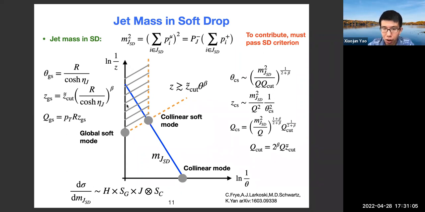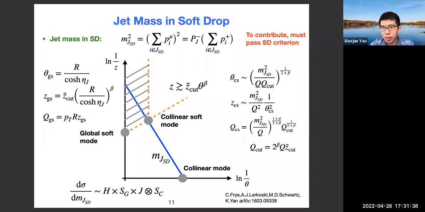Okay? This part is groomed away. So we only have this part contributing to the jet mass. Now, if we look at this picture, we still have our collinear mode sitting here contributing to the jet mass. But in addition to that, we have two more modes contributing. One mode is at the intercept of the soft drop criteria and the jet mass measurement. This one is sensitive to the jet mass measurement, and it's semi-collinear and semi-soft. So we call it the collinear soft mode here.